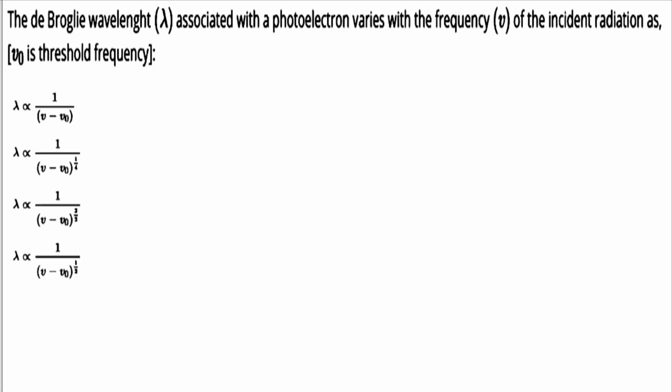The question is: the de Broglie wavelength lambda associated with a photoelectron varies with the frequency of incident radiation as, where nu naught is the threshold frequency. Okay, so here we have to tell how the de Broglie wavelength, that is lambda, changes with the frequency and the threshold frequency.